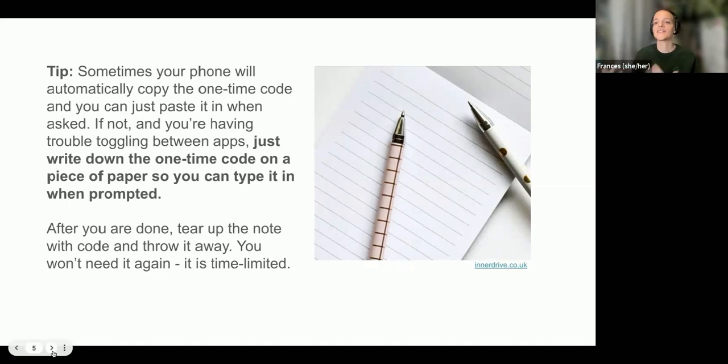Because it's time limited, because it has that built-in protection of this only going to work once, once you've entered it, it doesn't really apply anymore. Do whatever you need to do to be able to get that code from your text messages to wherever it is that's asking for it, whatever the app or the website is, in order to do two-factor authentication.